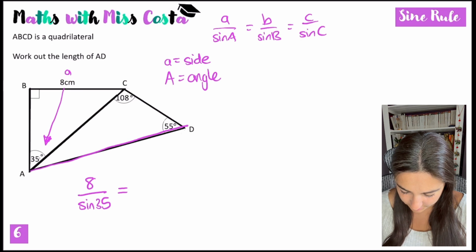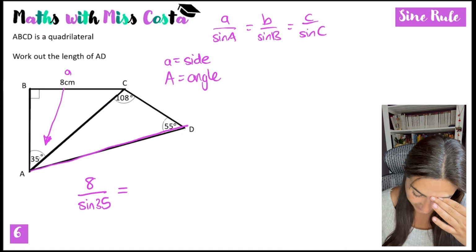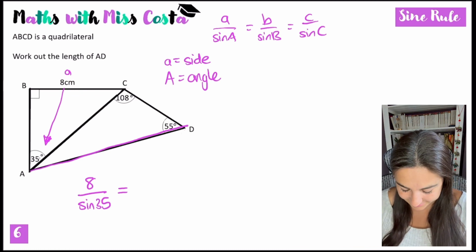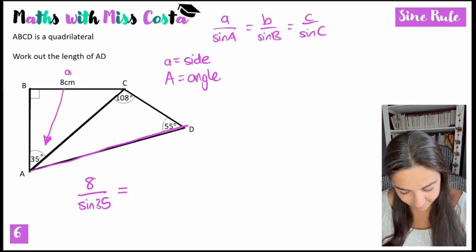now what side am I trying to work out? So I'm trying to work out AD, and in order to do that, I'd need to work out b.